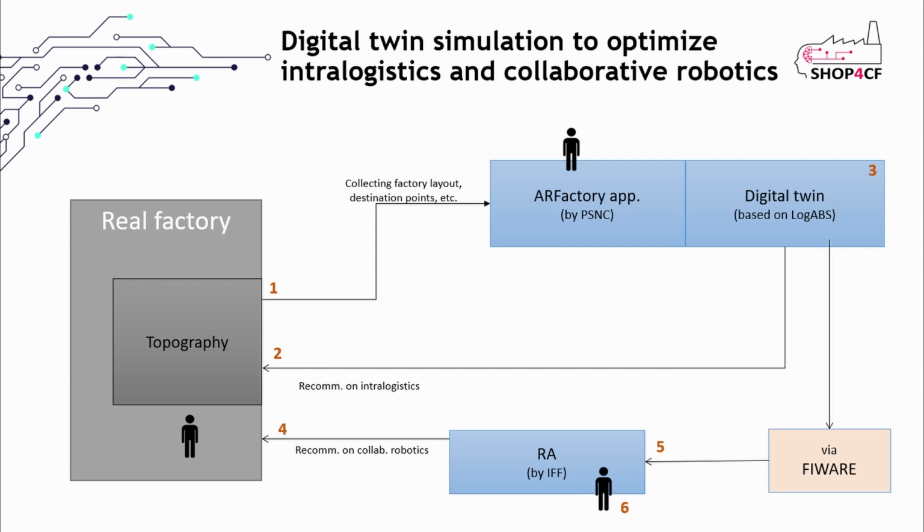With the help of this application, data about the factory are collected and transferred to the digital twin of the factory created in LogAbs. The results of the analysis in the digital twin are transmitted to the real factory in the form of recommendations. At the same time, information about resources is transferred by FiWare to the cooperating Risk Analysis component implemented by IF.